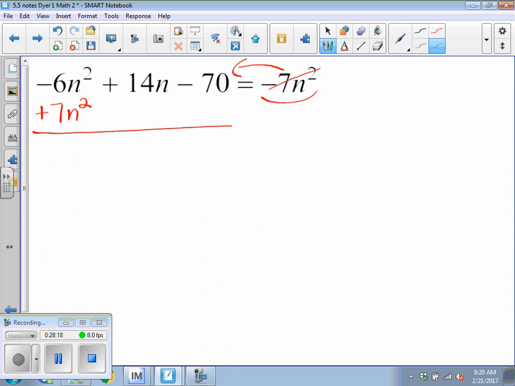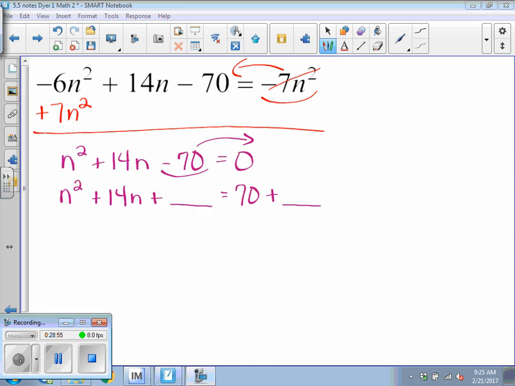Okay? And so now you have equals 0 over there, and now we just have a positive n squared plus 14n minus 70 equals 0. Now, if something would have happened and this would have been a negative n squared, I would have had to divide everything by negative 1 to make that be positive first. It has to be a positive by itself variable squared. Okay? So if you had 5n squared, you'd have to divide everything by 5. You cannot have anything in front of your n squared term.